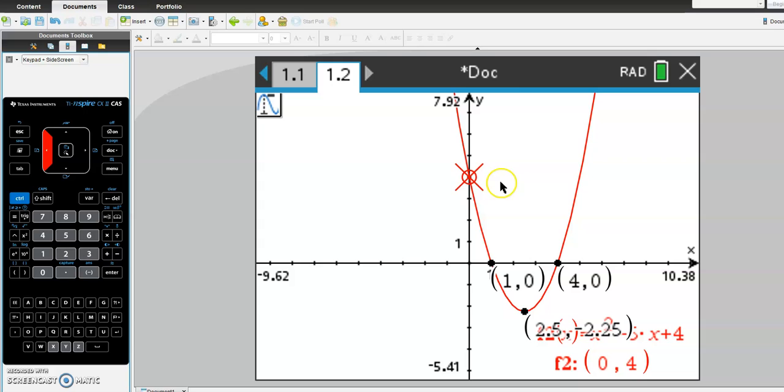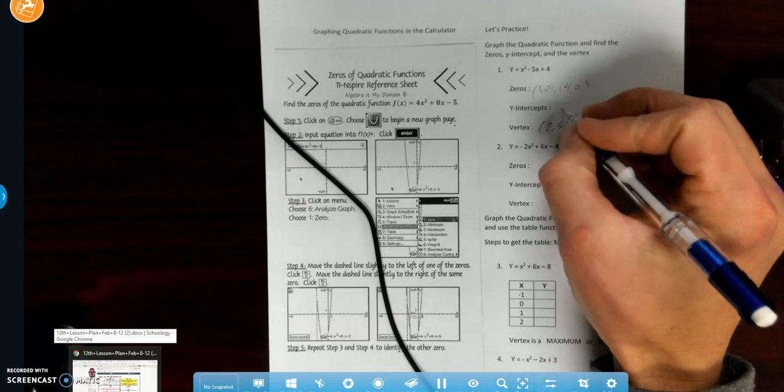If I wanted to move this way on the graph, I could go with my arrow key here, and I have a zero at 1, 0. We already found that. I could keep going down, and it would tell me my vertex is a minimum at 2.5, negative 2.25. I could keep going and find my other zero. Keep tracing along the graph, and then here's your other zero at 4, 0. Okay, so here are the points that we are tracing. Again, we want the Y-intercept, which is right there at 0, 4. So fill that in on your paper.